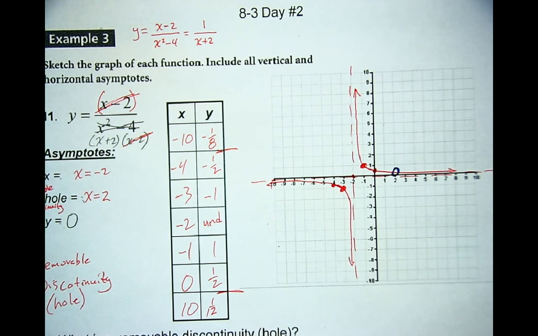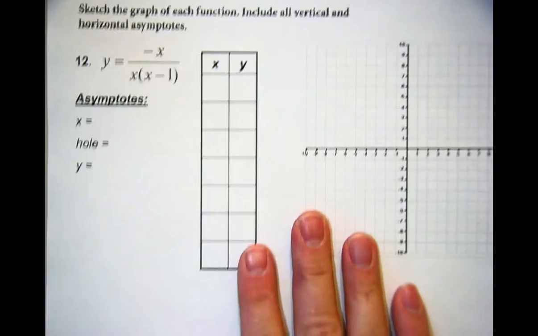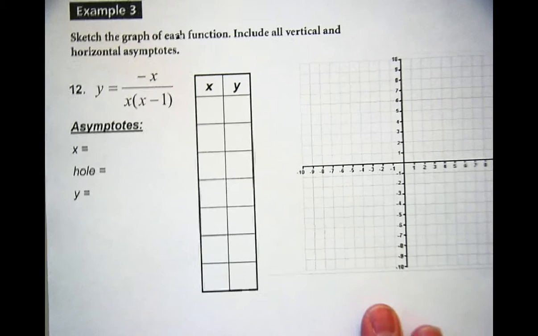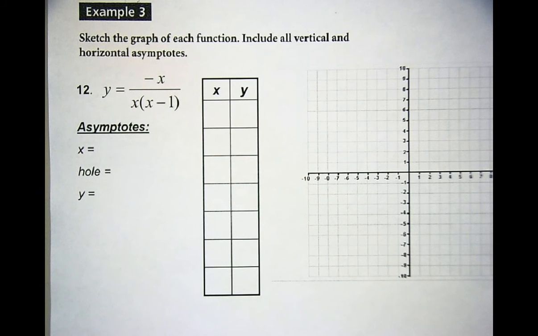Questions? How do you think you got it? Easy McCheesy? All right. You guys don't seem too impressed. I'm pretty impressed. Let's go on to number 12. Number 12. Give it a go.